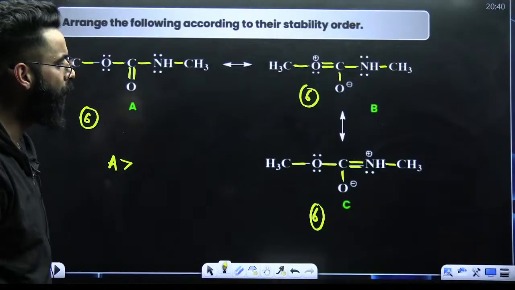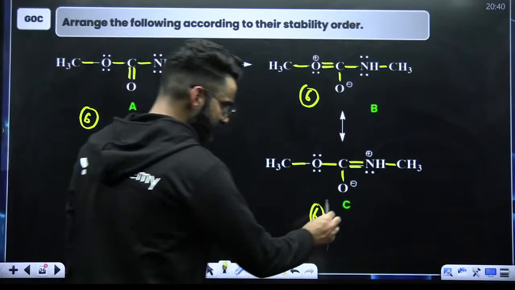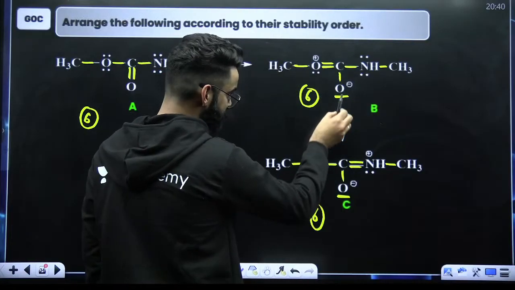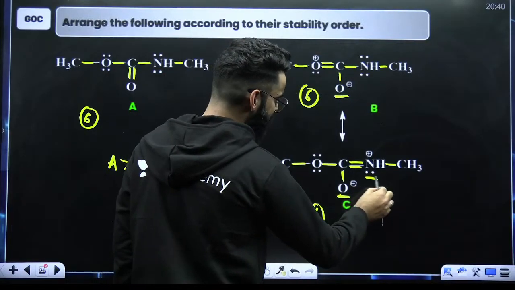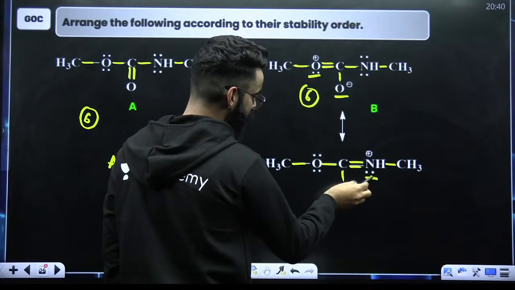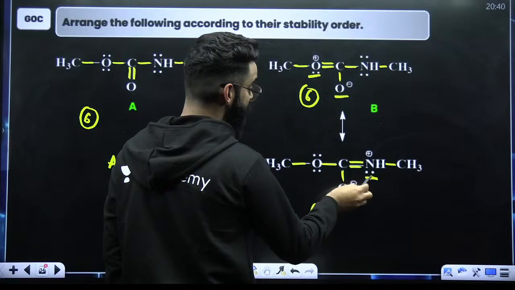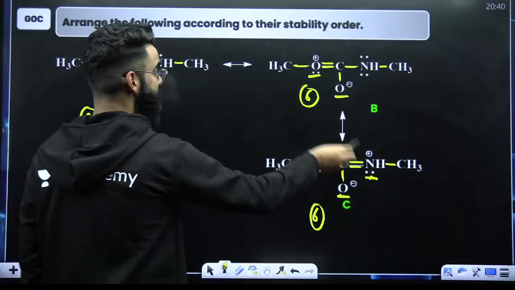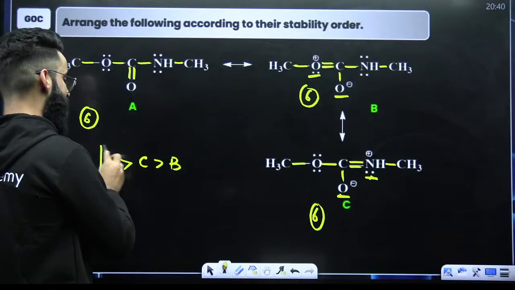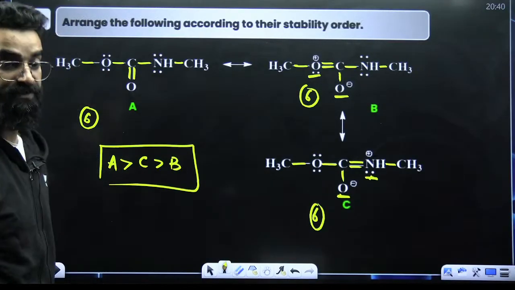Now, among these two, what do you think? See guys, oxygen here is carrying negative. Here also oxygen is carrying negative. So do not decide as per oxygen. Nitrogen carrying positive, oxygen carrying positive. Positive charge is more stable on less electronegative. So nitrogen is less electronegative than this oxygen. So C would be more stable than B. So this is going to be the stability order of these three structures which were given to me.